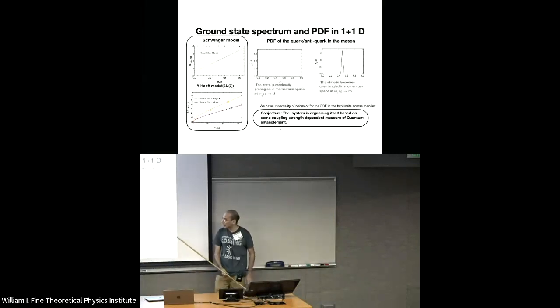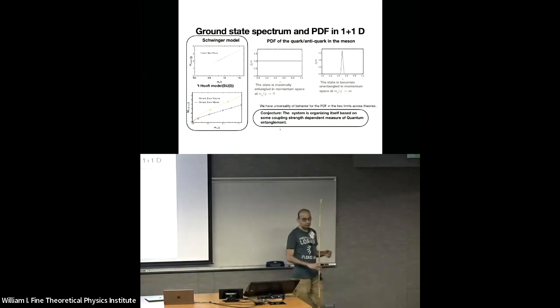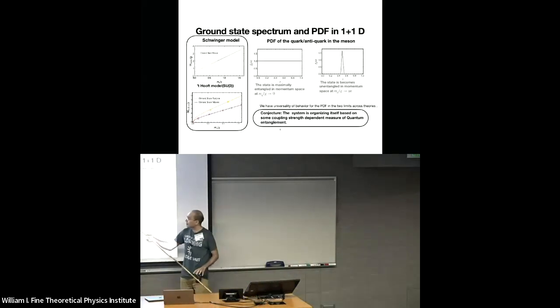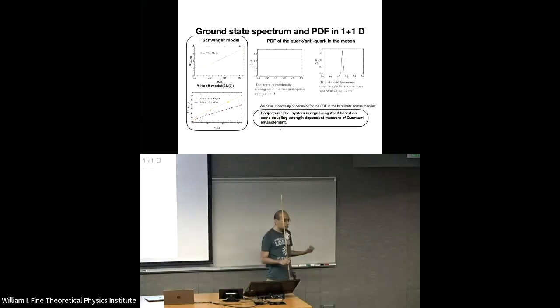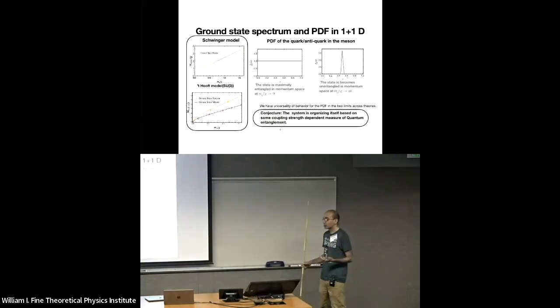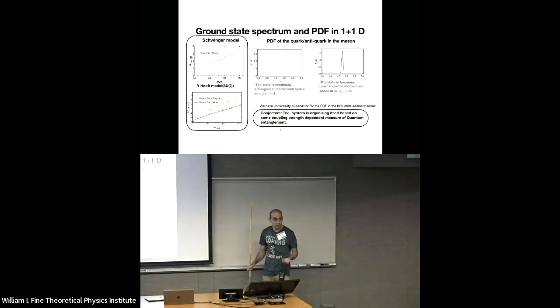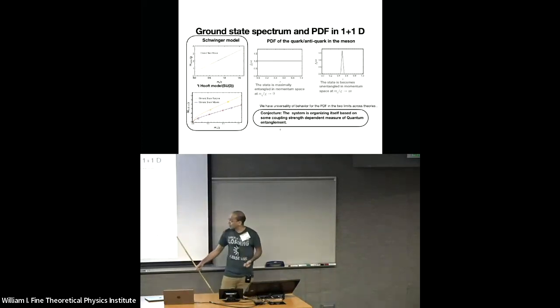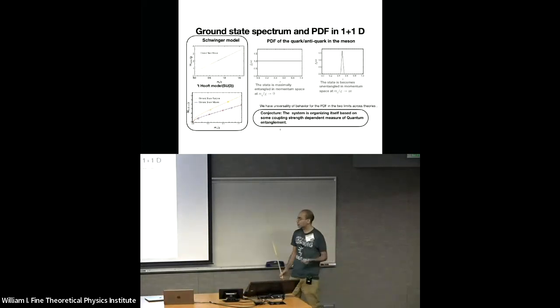So in that sense, irrespective of what the spectrum might look like, we have some sort of universality of behavior for the parton distribution function, at least across theories. And from this picture, because the PDF is just a constant, what this means is that if I express the bound state in momentum basis, then it is maximally entangled. The quark and the anti-quark are maximally entangled in this limit. Whereas when the PDF approaches a Dirac delta, they're essentially unentangled. And that's in momentum space.